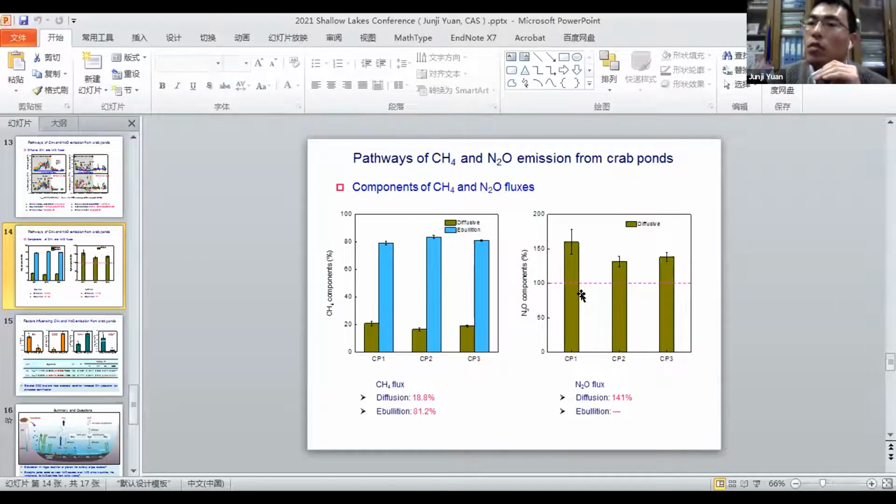greenhouse gas emissions from the ponds, the lentic systems, so we can have a very stable resource.